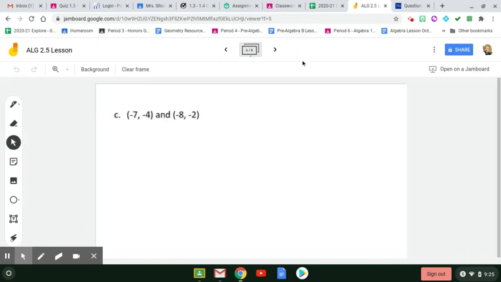Let's try one more. All right, so let's try out part C. Again, I'm not lucky enough to have my y-intercept because I don't have a 0 given to me. So let's go through the same process we did in part B. I'm going to do my y sub 2 minus my y sub 1, so -2 minus -4 all over my x sub 2 minus my x sub 1.